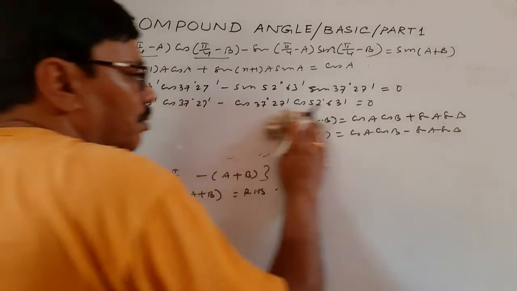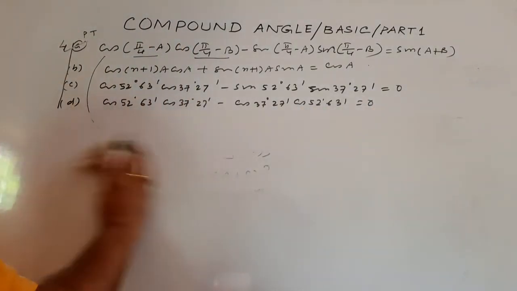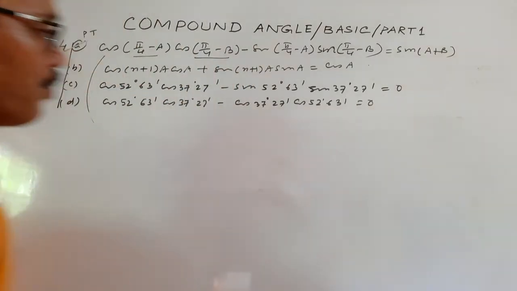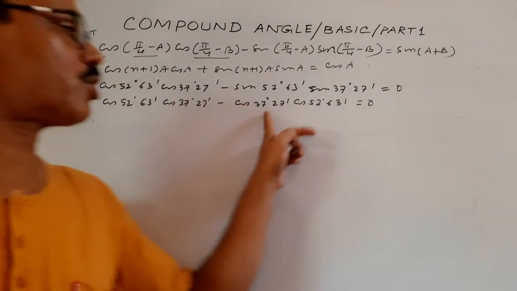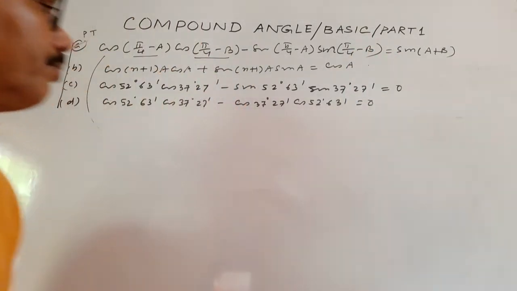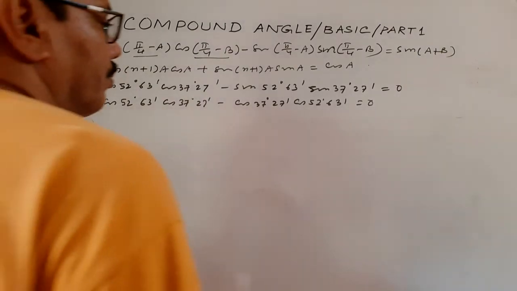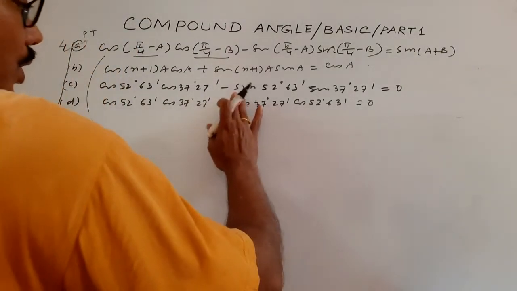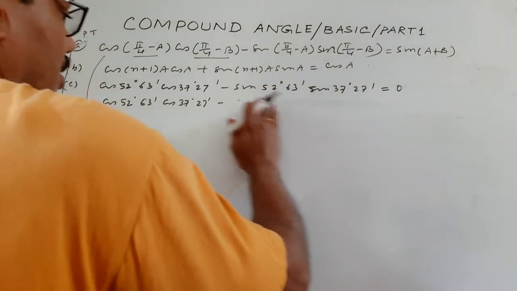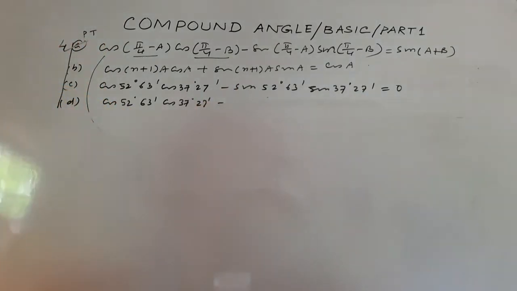So consider problem number D. Cos A cos B minus cos A cos B. Sorry, this one is obviously 0.